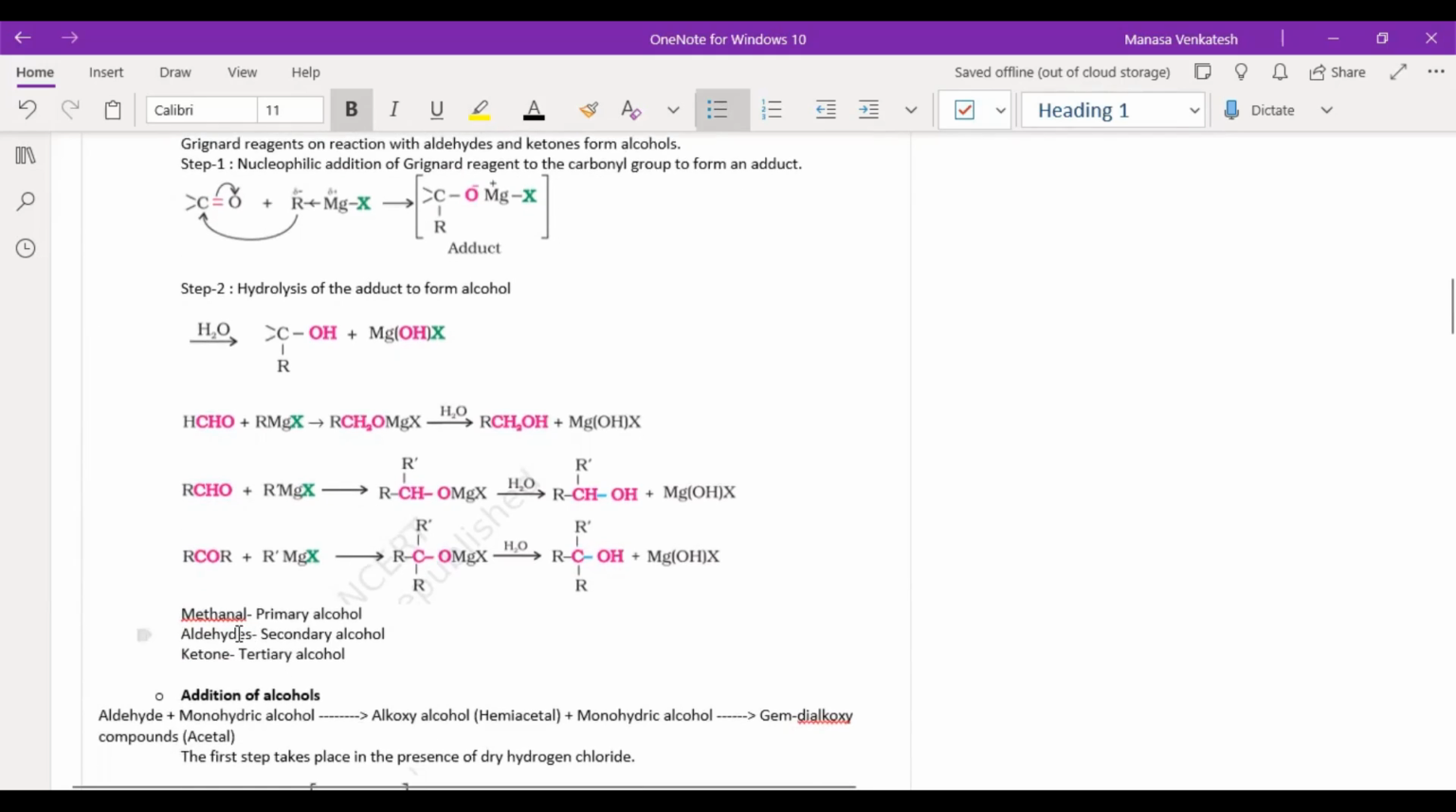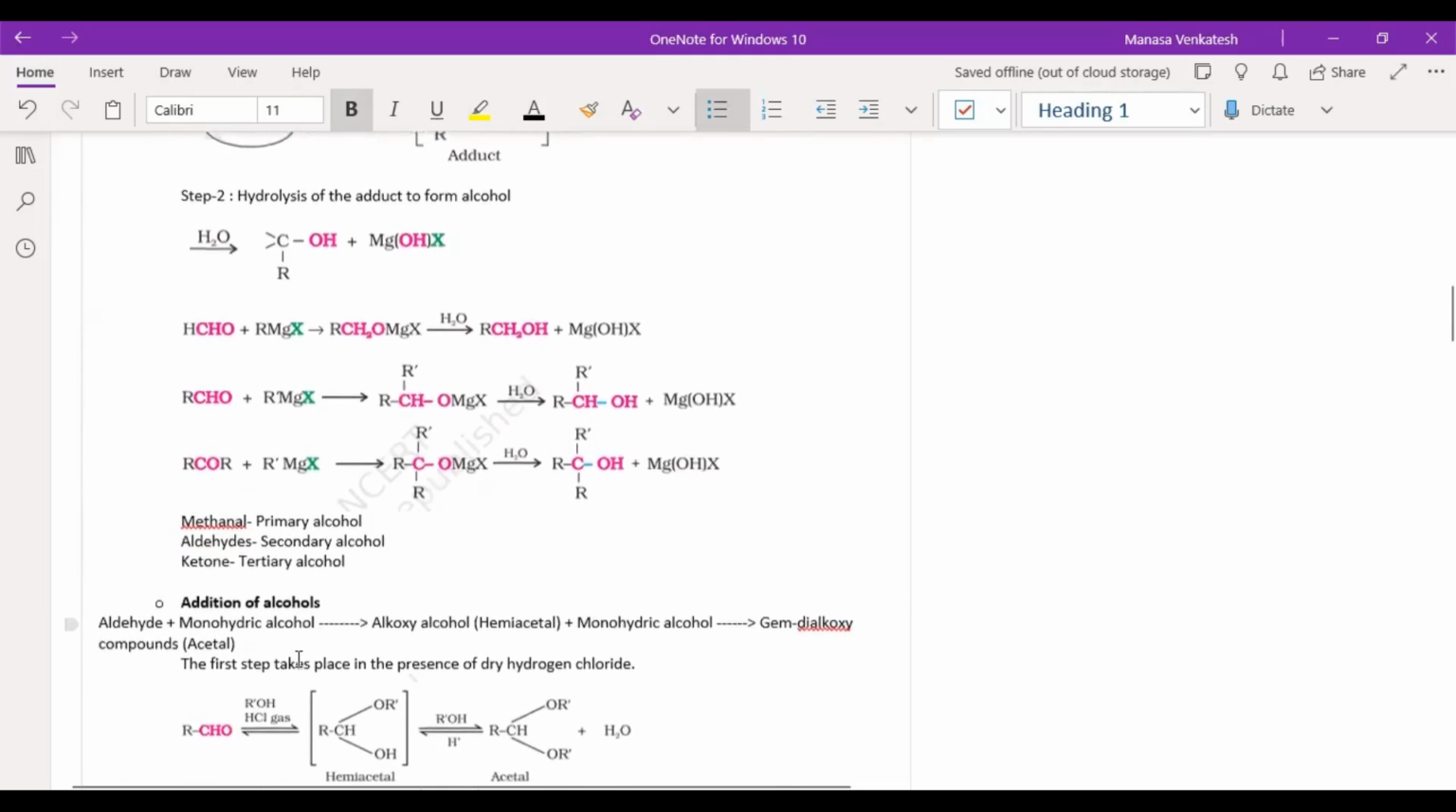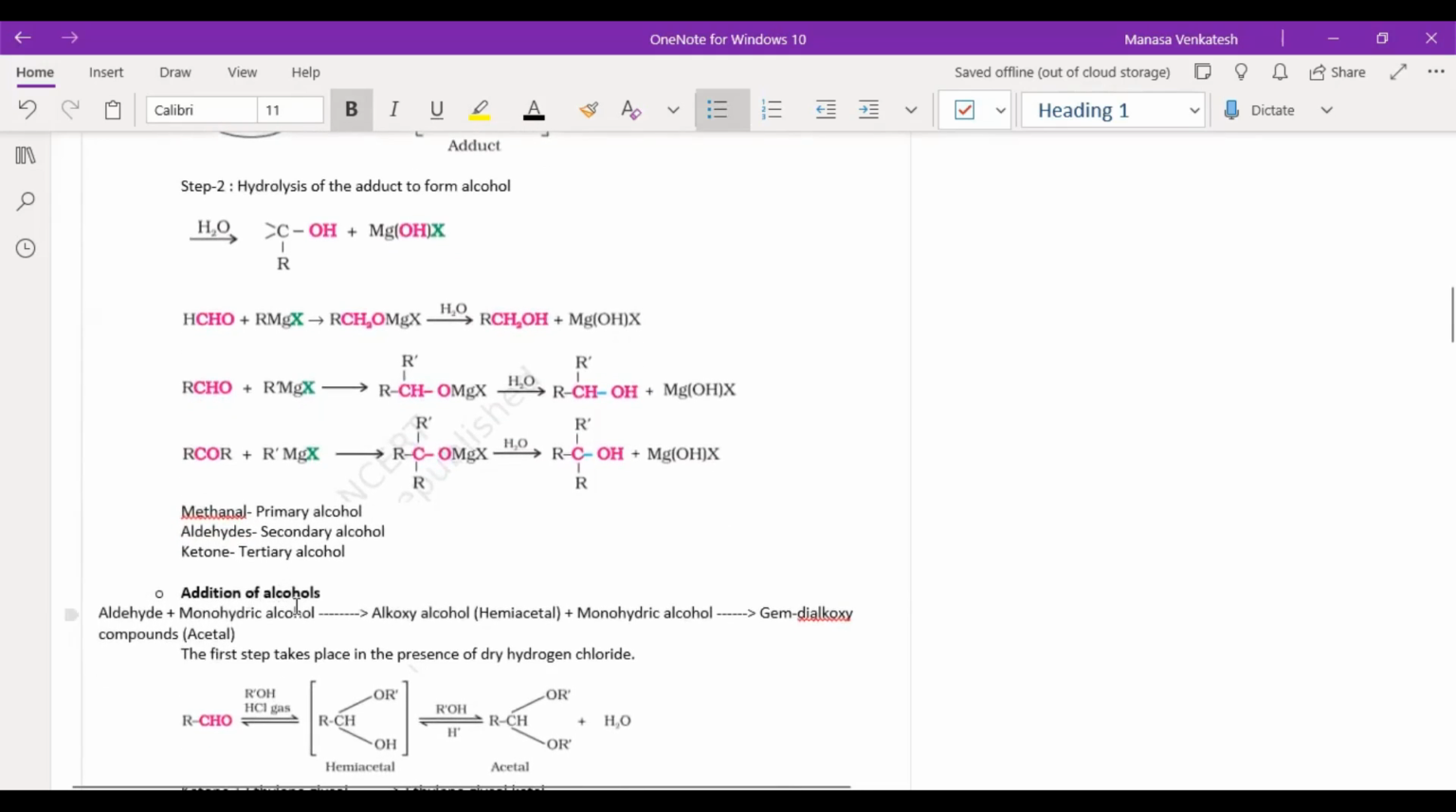And as we know, methanal is giving us a primary alcohol, aldehydes will give us secondary alcohols, and ketones will give us tertiary alcohols in this method of preparation. Next is the addition of alcohols. Now, an aldehyde, when it reacts with a monohydric alcohol, forms an alkoxy alcohol. It is called a hemiacetal.